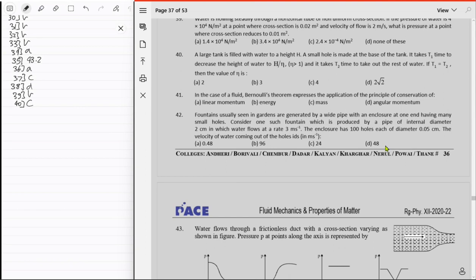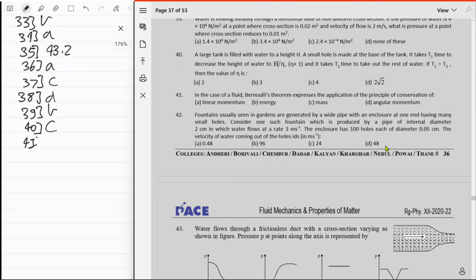41. In case of a fluid, Bernoulli's equation, Bernoulli's theorem exists, the application of. Okay, fine. So just energy, right?